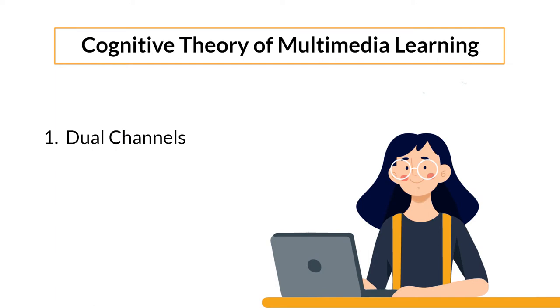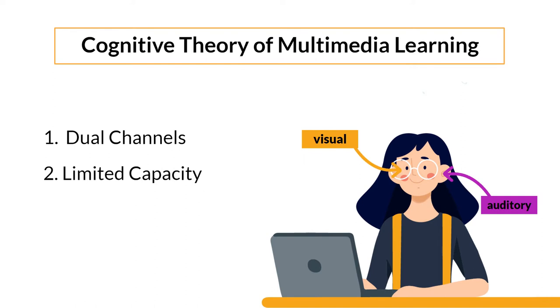1. Learners process information through the use of two separate channels: an auditorial channel to process spoken words, music, and other auditorial elements, and a visual channel to process pictures, words, and animation. 2. Each of these channels has a limited capacity. Learners can only take in a few pieces of information in each channel at one time. And 3. Learning is an active process of filtering, selecting, organizing, and integrating information based upon prior knowledge.